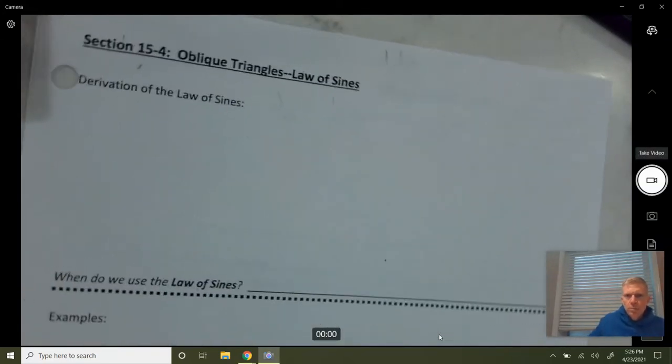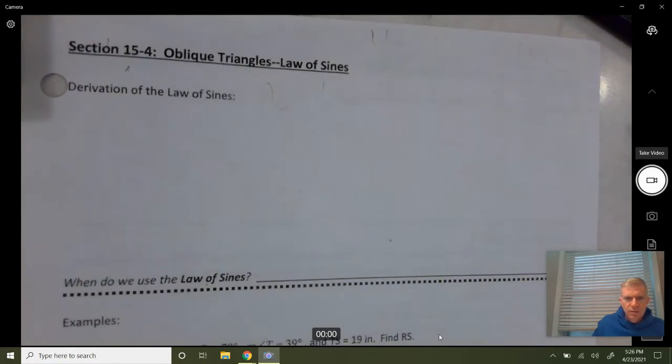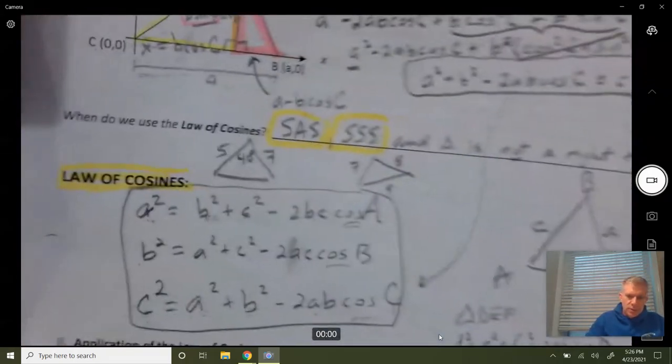All right, good morning. And today we're going to learn about the law of sines. We've already done law of cosines, we've done area of a triangle, and we're going to talk about the law of sines. If you recall, law of cosines from our notes last week looked like this.